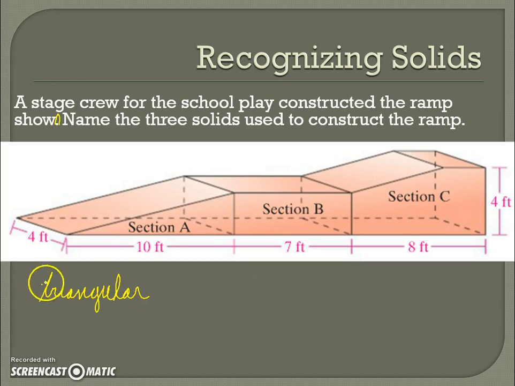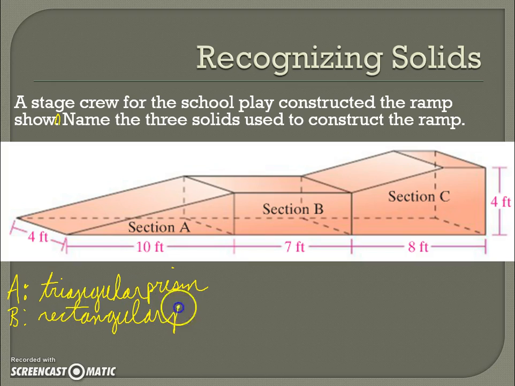So section A I would call a triangular prism because this is a base right here. Triangular prism. And here I'll do A so we know what it is. B I'm looking at, and it looks like a rectangular prism. Bases that are rectangles.